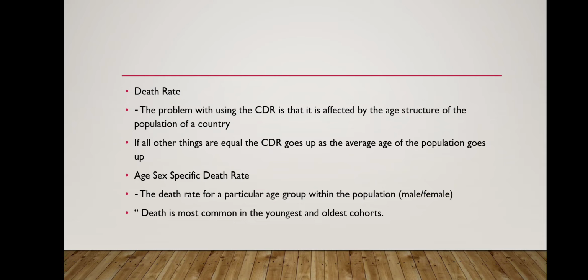Then the death rate. The problem with using the CDR is that it is affected by the age structure of the population of a country. If all other things are equal, the CDR goes up as the average age of the population goes up. Then the age-sex specific death rate: the death rate of a particular age group within the population, including male or female category. Death is most common in the youngest and oldest cohorts.